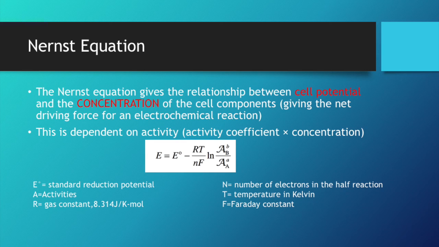The Nernst equation is given as E equals our E naught value minus RT over NF, where R is the gas constant, T is your temperature in Kelvin, N is the number of electrons in the particular half reaction that we're talking about, and F is Faraday's constant, which we saw in the previous slides. That is multiplied by the natural log of the activities times the concentration of the species we're talking about.